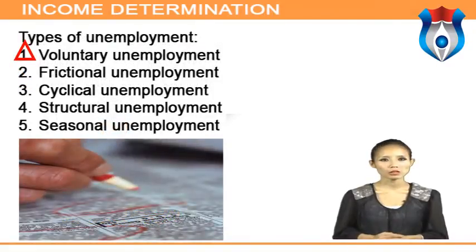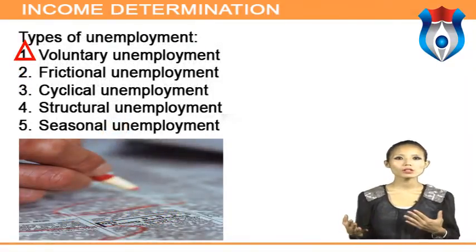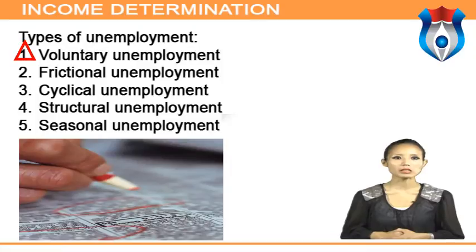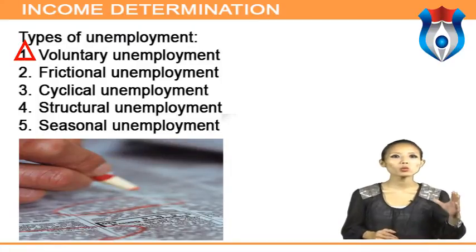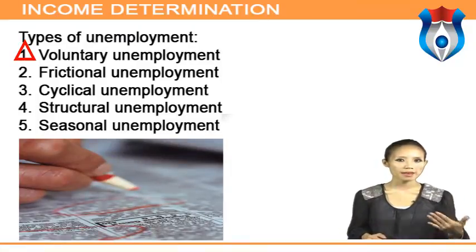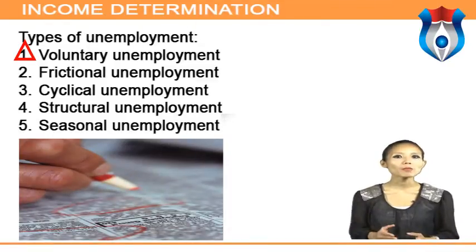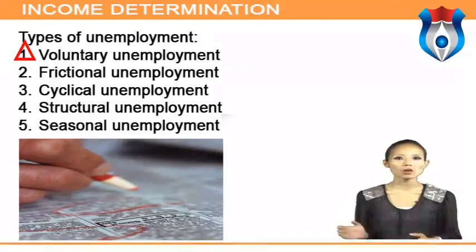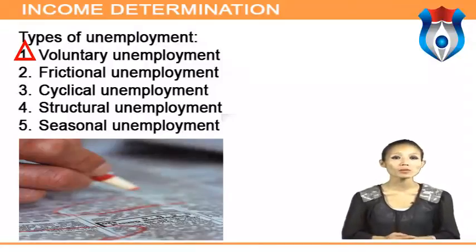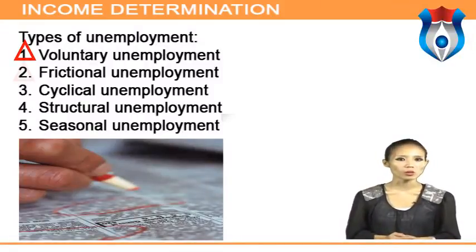Types of unemployment. Voluntary versus involuntary unemployment. Voluntary unemployment is due to people willingly leaving previous jobs and now looking for new ones, and involuntary unemployment is due to people getting laid off or fired from their previous jobs and needing to find work elsewhere.